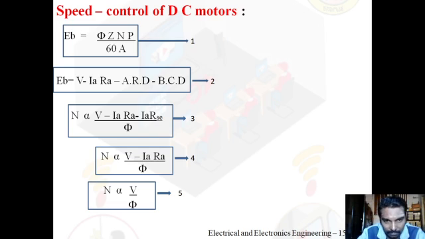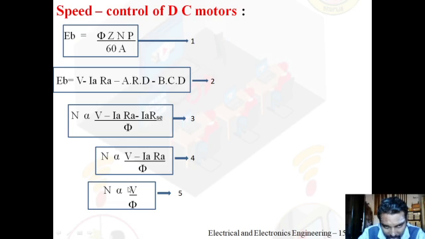So here if you observe, by varying the flux, the denominator, the speed of the motor can be varied. By varying the IARA, that is the RA, the armature resistance, that means the resistance in the armature circuit, we can vary the speed. And the other parameter, V, is nothing but the supply voltage. By varying the supply voltage, the speed of the motor can be controlled.